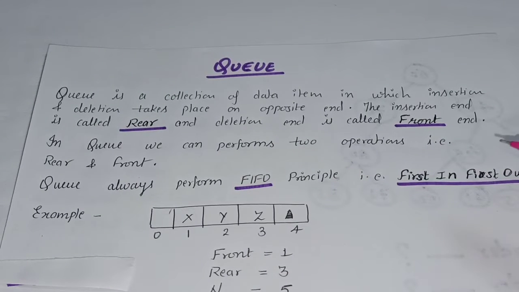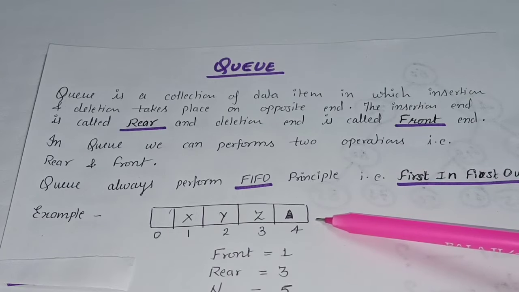Okay, so queue always performs the FIFO principle. Queue also performs the FIFO principle. FIFO means first come first out, right? First in first out. So this is the structure of queue.